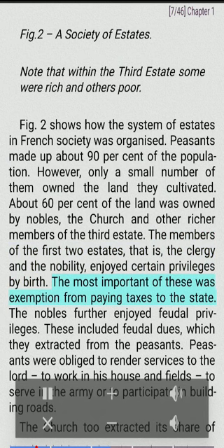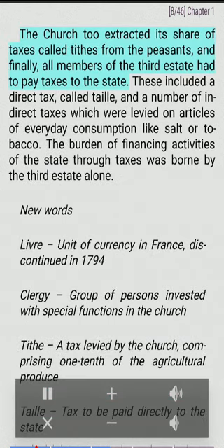The members of the first 2 estates, that is, the clergy and the nobility, enjoyed certain privileges by birth. The most important of these was exemption from paying taxes to the state. The nobles further enjoyed feudal privileges. These included feudal dues, which they extracted from the peasants. Peasants were obliged to render services to the lord, to work in his house and fields, to serve in the army or to participate in building roads.